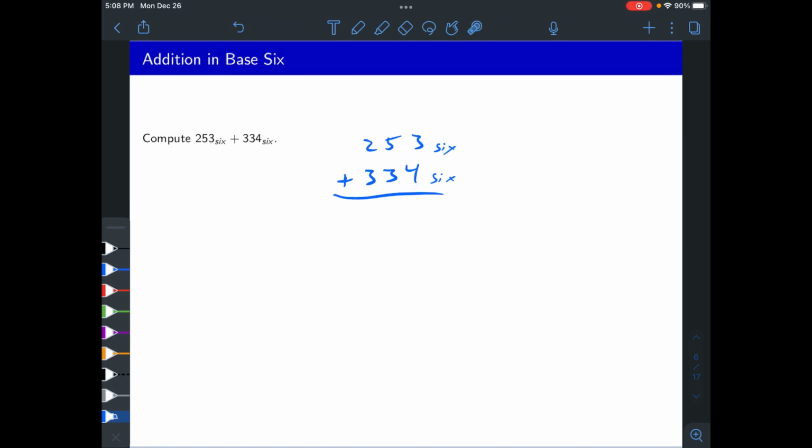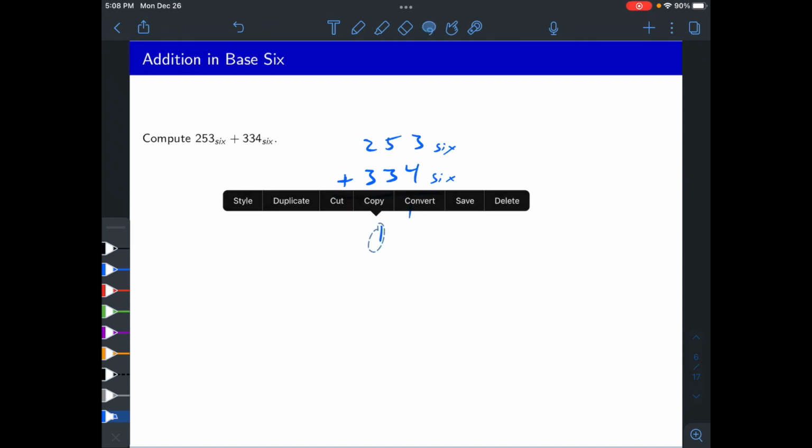Well, I could split the 3 up as like a 2 and a 1. 2 plus 1, and then the 2 and the 4 combines to make a 10, and then I have 1 left over. So 10, and then 1 left over, I'll write that as 11. Okay. Maybe I'll carry the 1 actually.